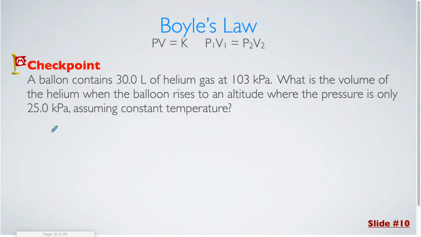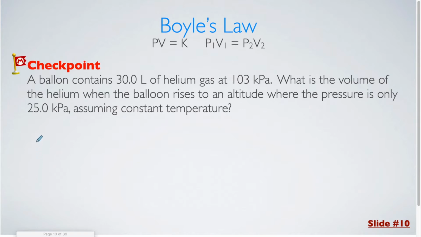In our first checkpoint question, we have a balloon which contains 30 liters of helium gas at 103 kPa. What is the volume of the helium when the balloon rises to an altitude where the pressure is only 25 kPa, assuming the temperature is constant? The fact that the temperature is constant here is the reason why it is not present within our calculation, so we're only going to be looking at pressure and volume.